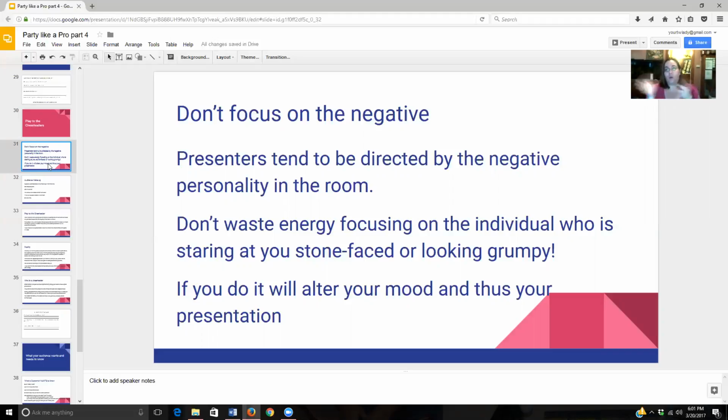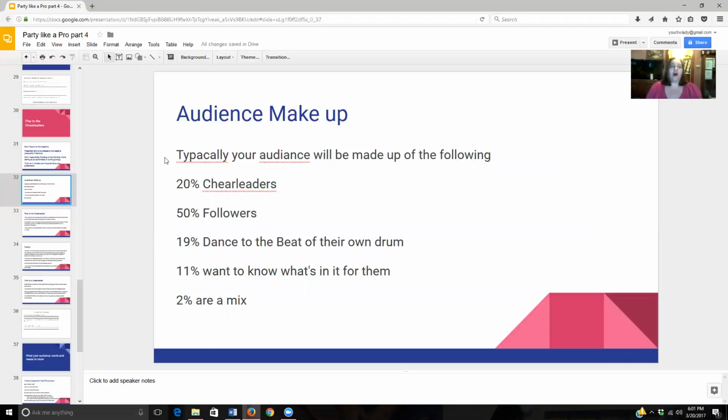So if you focus on that one person in the room that's negative, even though that's where you're being drawn to because your concern is there, all it's going to do is draw the party down, the mood, the energy, all of that. Typically, your audience will be made up of 20% cheerleaders, 50% followers, 19% of people who kind of dance to the beat of their own drum, 11% want to know what's in it for them, and 2% are usually a mix. All right, so you want to find that 20% who are the cheerleaders.